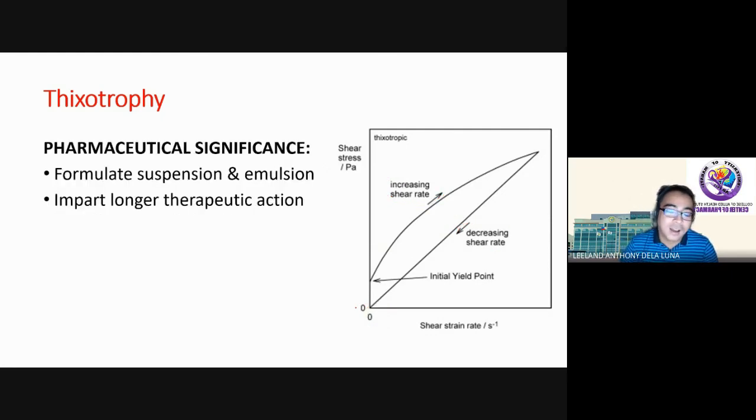It's used, as I mentioned during the course dispersion topic, most suspensions and emulsions class follow a thixotropic flow. Okay, meaning upon standing, gel ang kanyang structure, pero if you apply force to it, like sa suspension, shake well. Okay, as you're shaking it class, nagiging solution siya ulit. Right? And it imparts longer therapeutic action.